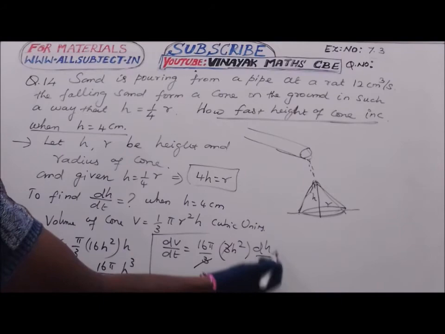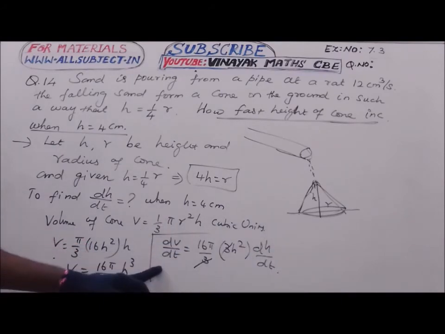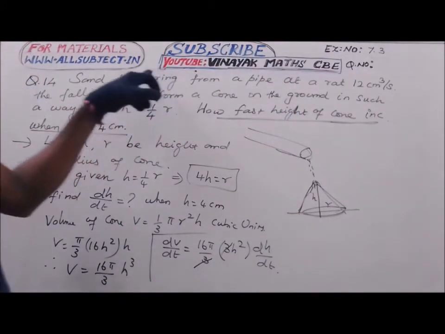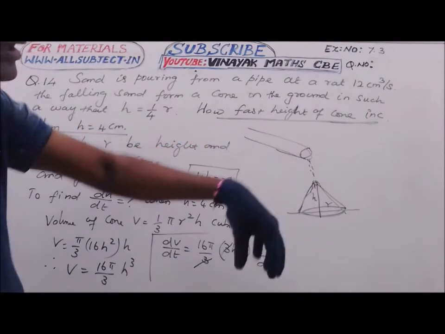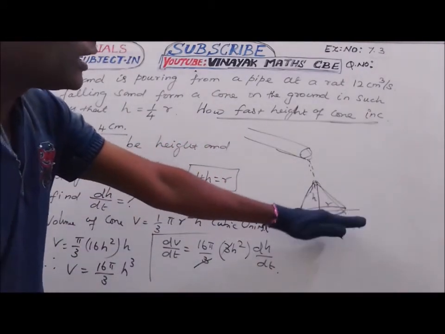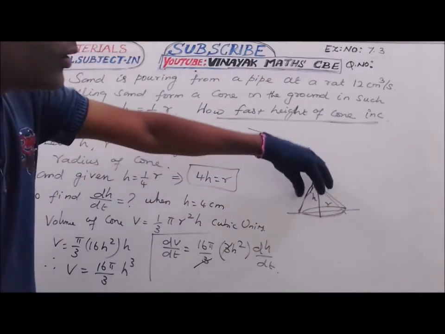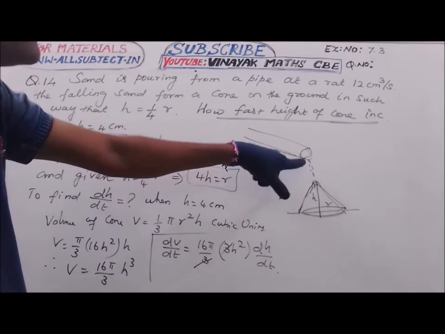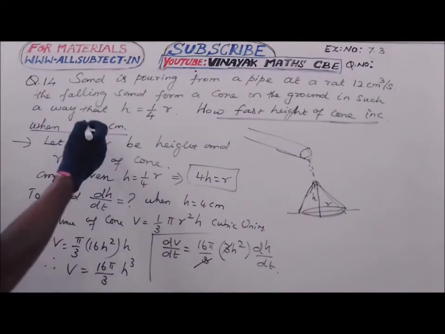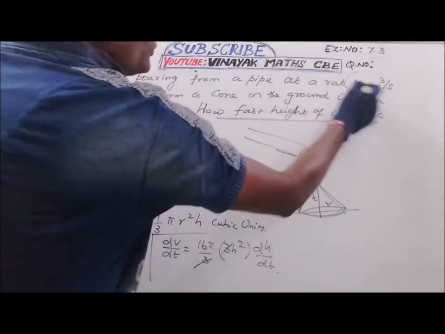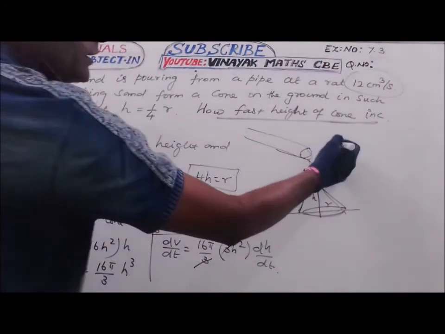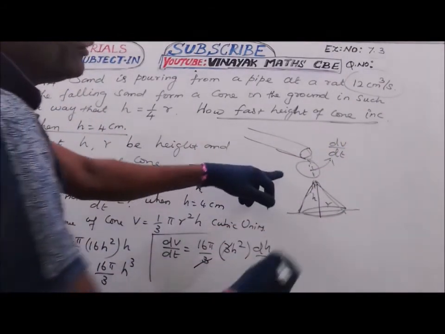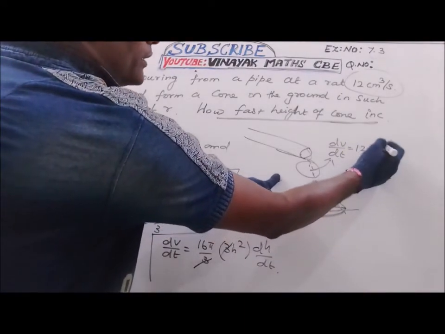We need the value of dh by dt here. So dV by dt is given. That is the rate at which the pipe sand is pouring. When we pour the sand on the ground, the entire volume of the cone will increase. That means the pouring sand represents the rate of change of volume. So given dV by dt is 12 centimeter cube per second.